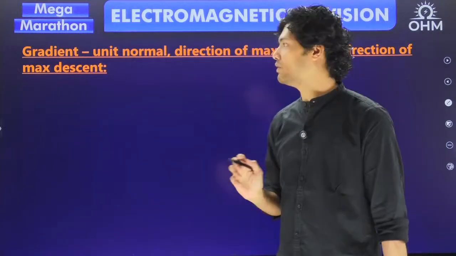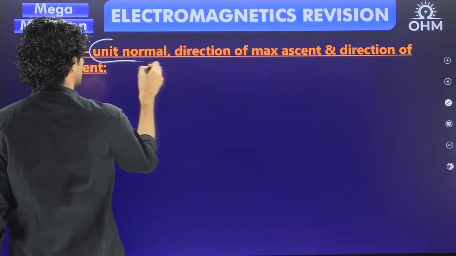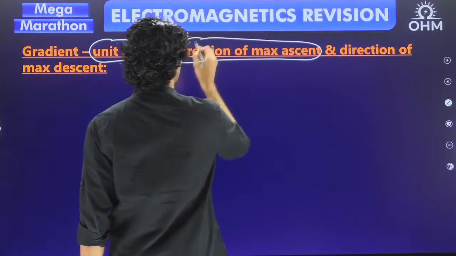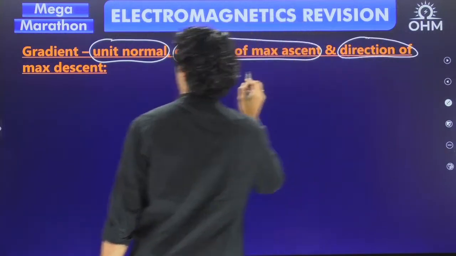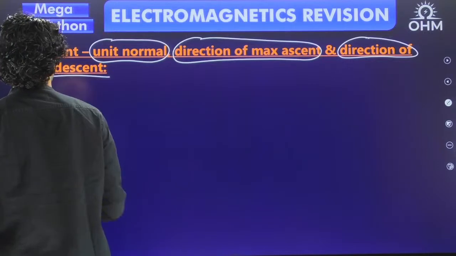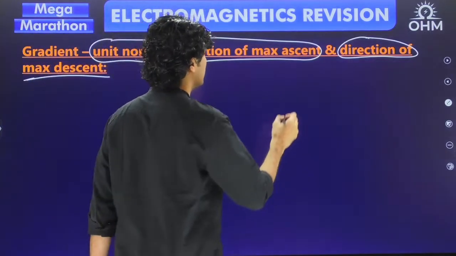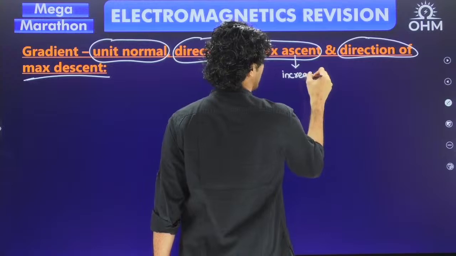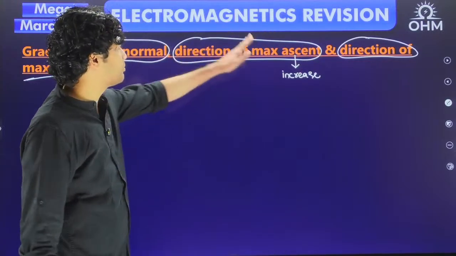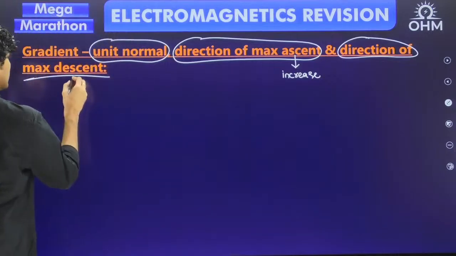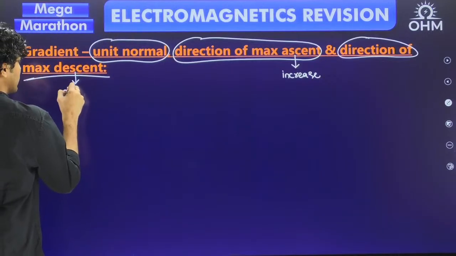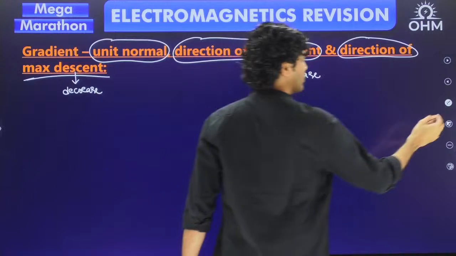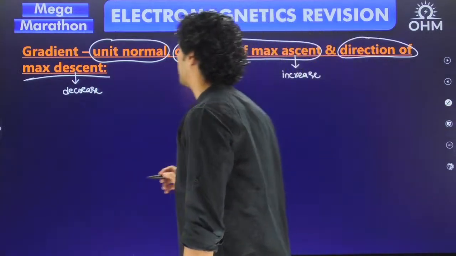The first is unit normal. See, this is something that I'm expecting this year at least. Direction of maximum ascent, and then direction of maximum descent. Okay, ascent means increase, descent means decrease. So instead of ascent, sometimes you see it as direction of maximum increase, or lastly, descent. Descent means decrease. Okay, direction of maximum decrease. Because this question can be framed as MSQ, you have to be cautious while answering these questions.